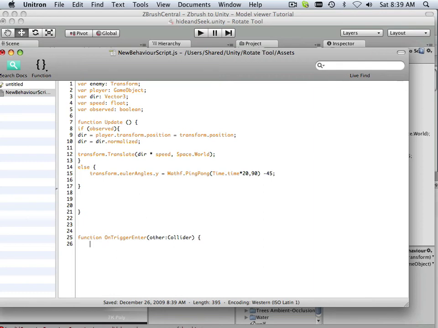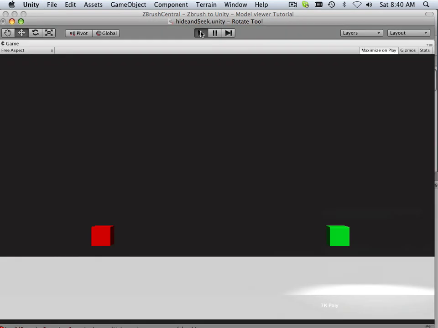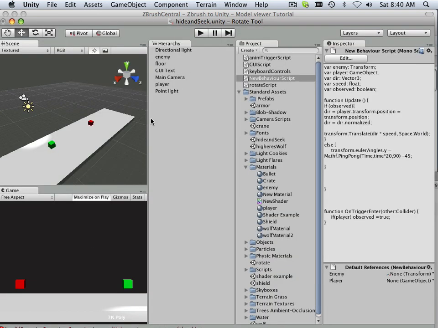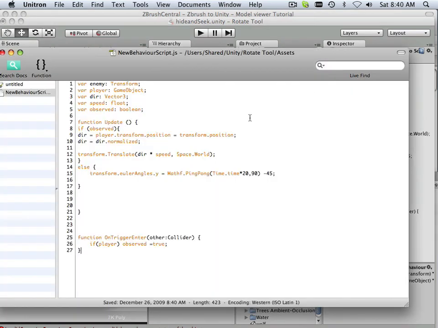So if player is observed equals true. Good. All right, now we're going to have to break this up because I'm running out of time again. But basically what this states is, hey, as soon as we hit the floor, it's on.